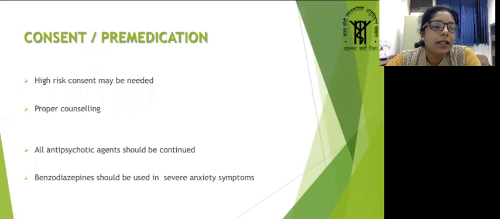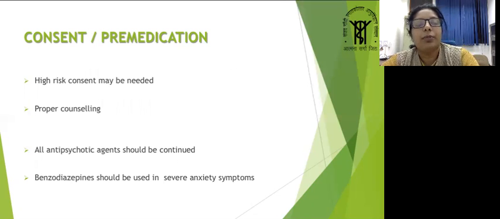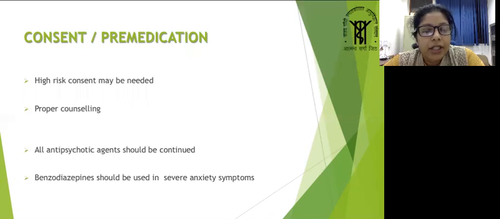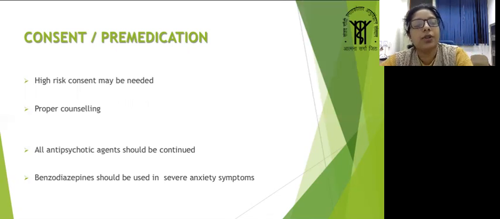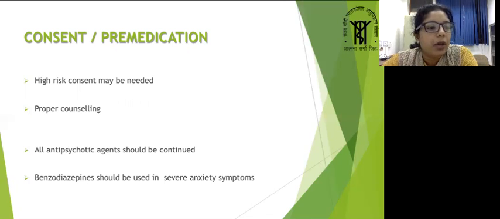Now coming to consent and pre-medication. Any patient who presents with residual symptoms or those who had ICU admission, in view of the perioperative events, it is better to go for a high risk consent. And the patient and family should be informed and counseled about the present condition and the associated risks due to post-COVID 19 status of the patient, in addition to the routine risks involved. All antipsychotic agents should be continued perioperatively, and benzodiazepine should be used in severe anxiety symptoms.